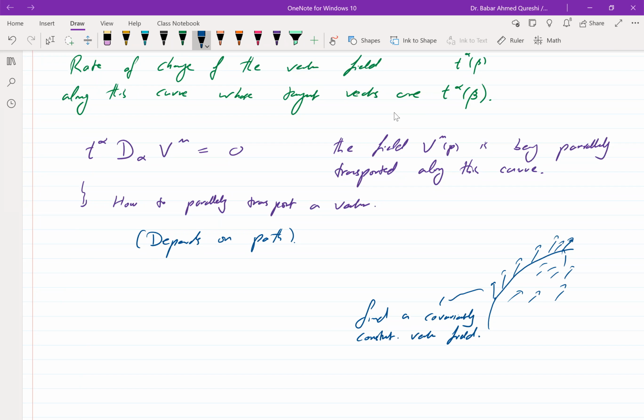So it may be true that you go from here to here. There's only a unique vector defined at this point. And along this path, you conclude that its rate of change was 0. But you take another path and you follow this vector field, you will end up with the same vector because it's uniquely defined at each point. But it may be true that along this path, this vector field is not covariantly constant. So this may not be covariantly constant over here, along a different path.